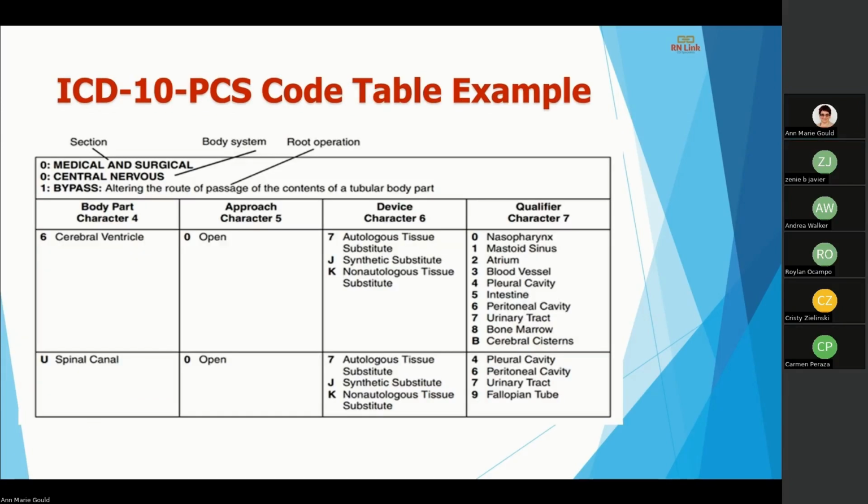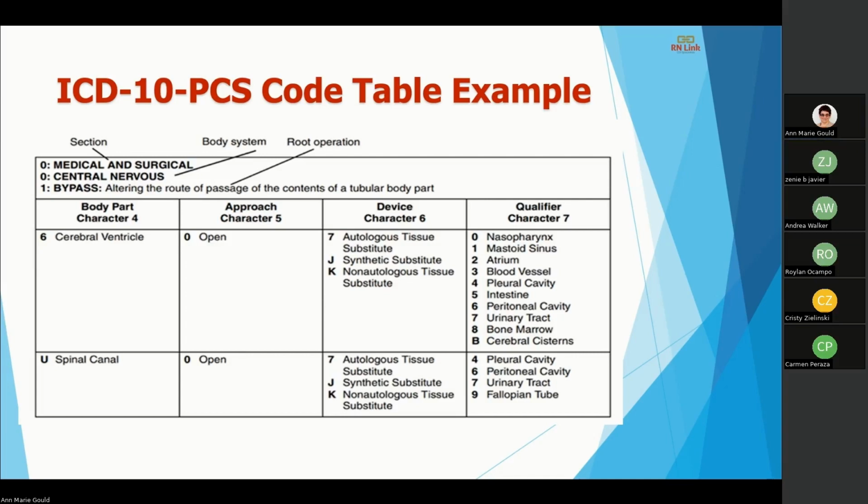And then this is just a code table. So remember I said the coders have tables and indexes. This is an example of a code table. And the section, as you can see, 0, medical and surgical. And then your body system is central nervous system, and that's 0 as well. And then 1 is bypass. So bypass is altering the route of passage of the contents of a tubular body part.